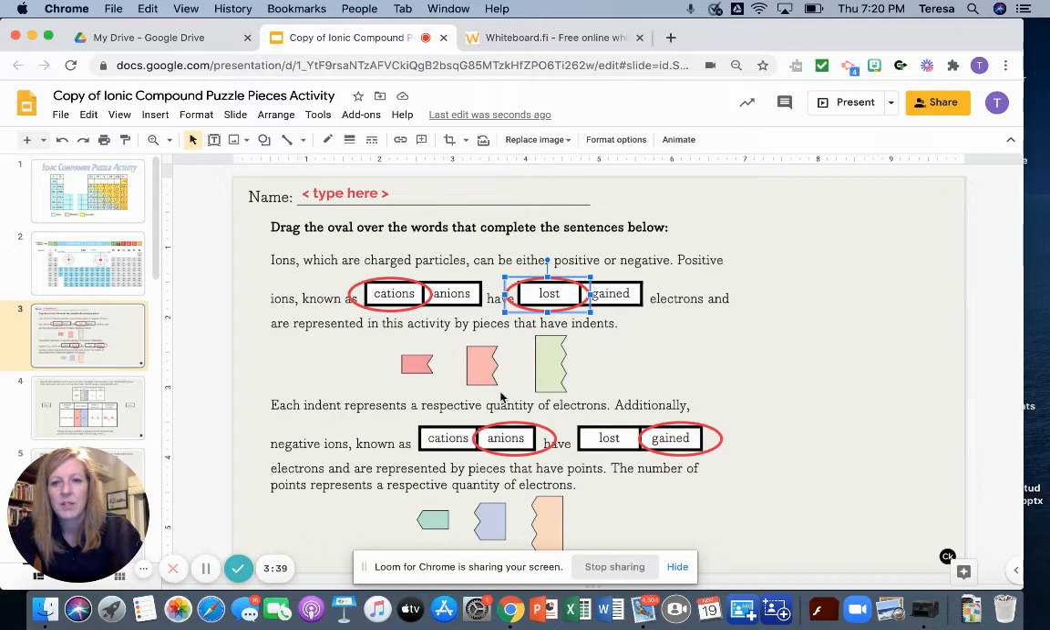We have 3 different pieces that represent these positive ions. Down below, negative ions, anions. Anions have gained electrons, and these 3 shapes represent anions that have extra electrons. More electrons means more negative charges. That's why these form negative ions.